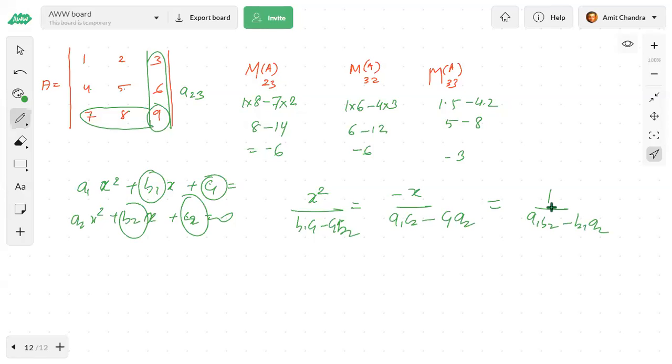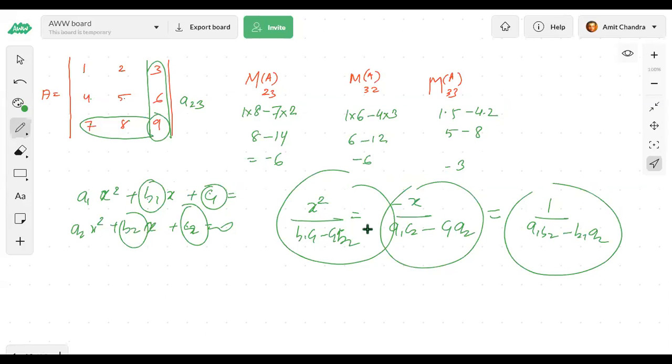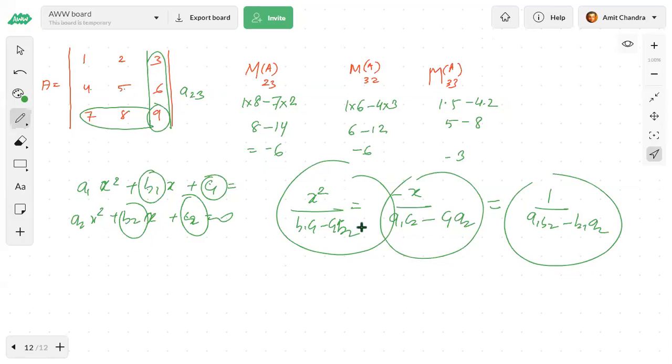We were writing like this, right? How did we get this? We actually found the values of x square, x and 1, the common roots, right? But we also saw that we can easily write this in terms of a determinant.